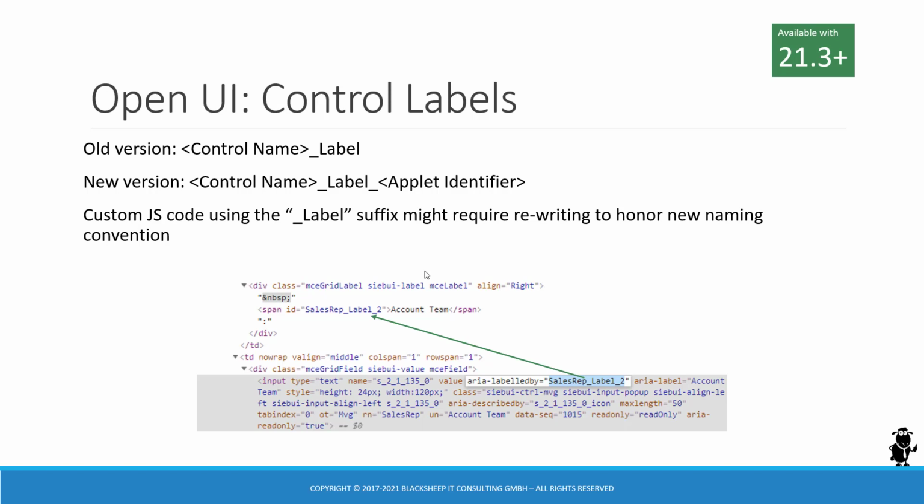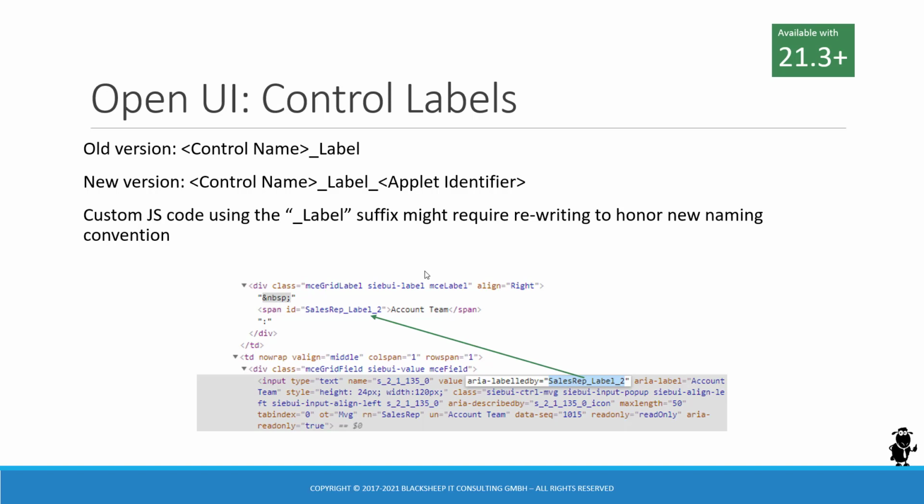But the change in 21.3 is that the aria labeled by attribute of the corresponding control is actually reflecting the label ID properly. So now developers shouldn't have a hard time identifying the label for any given control.